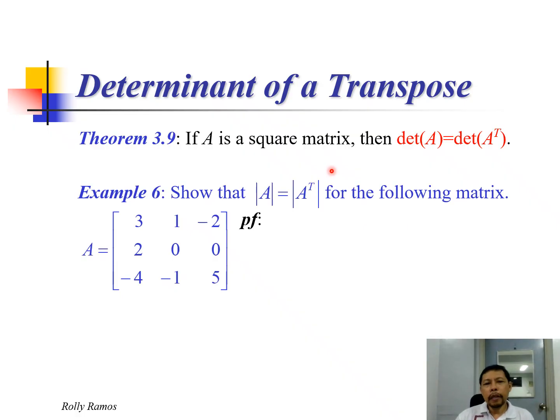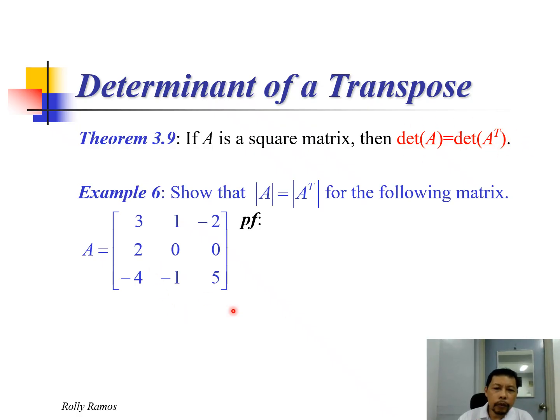Now let's look at the determinant of a transpose of a matrix. According to this theorem, if A is a square matrix, then the determinant of A is equal to the determinant of its transpose. Okay. Show that the determinant of A is equal to the determinant of A transpose for the following matrix. Okay, we'll show in this example that this theorem is true.